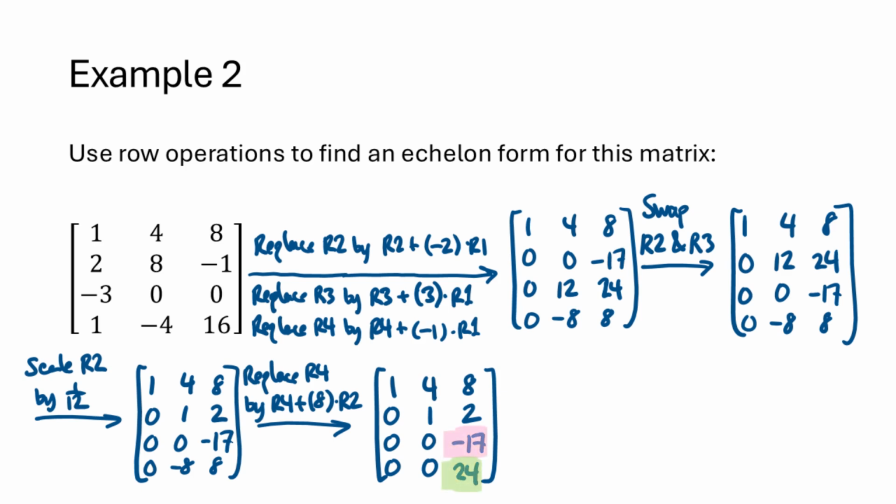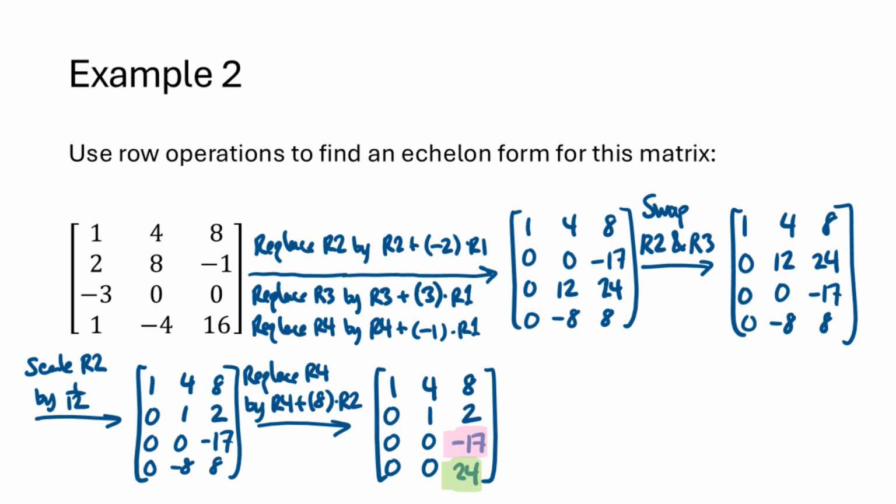So again, our pivot goes down and to the right. So that place where we have -17, that's our next pivot, and then our goal is to work to get that 24 to be a 0. That's going to be a replacement operation, but this time let's choose not to scale row 3 to turn that pivot into a 1, and think about what we would have to do.